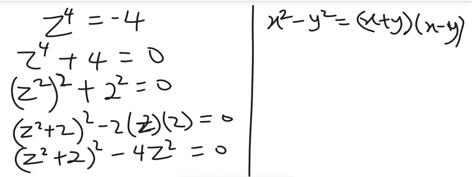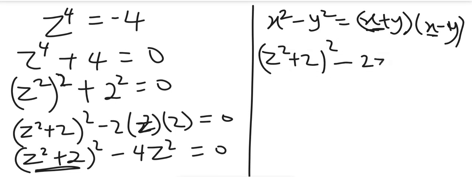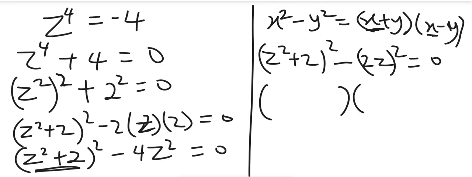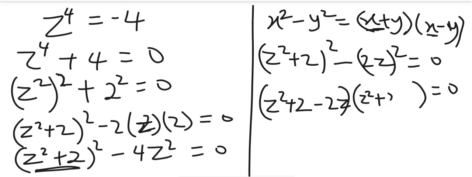Using the difference of two squares now, what serves as x will be the whole of this, and y will be 2z. Let me write it so that you see. This can be z squared plus 2 squared minus 2z squared equals 0. So I've written it properly as a difference of two squares. So I'm opening two brackets equals 0. Z squared plus 2, that serves as x. Y will be 2z. This one also z squared plus 2, y will be minus 2z.